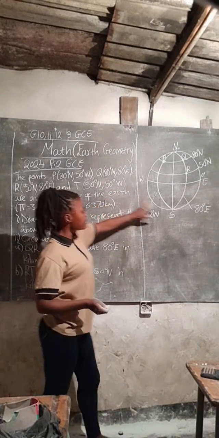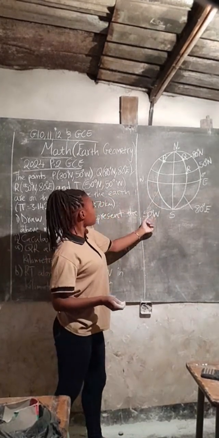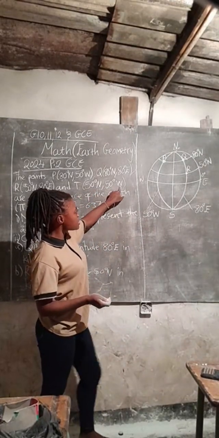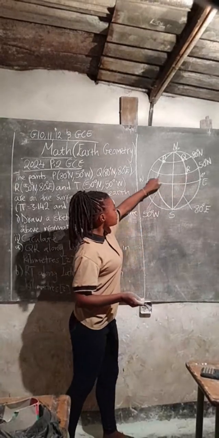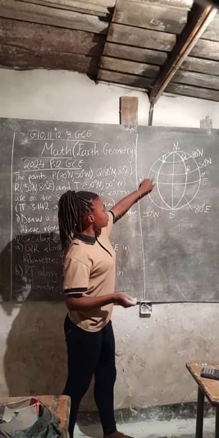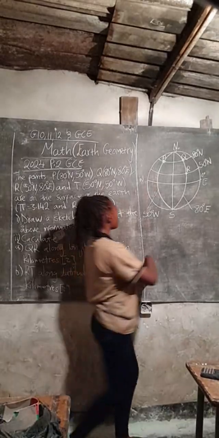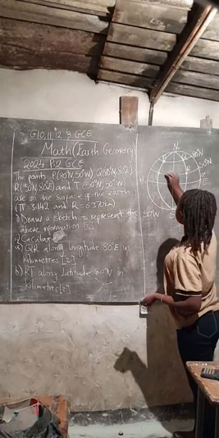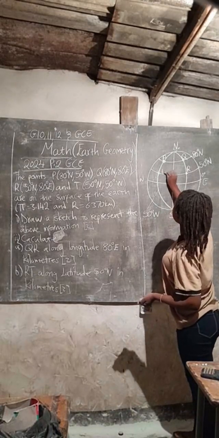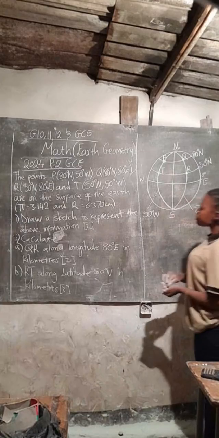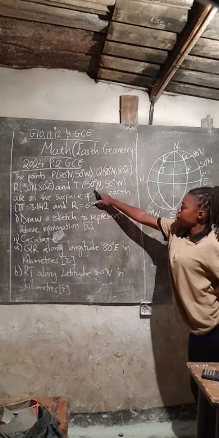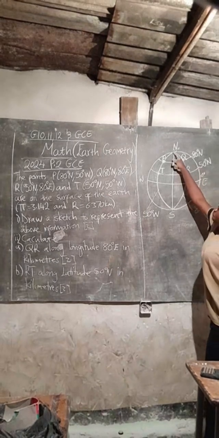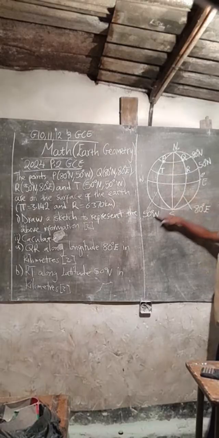So we don't have this line here, we only have 80. 50 degrees west, yes. So 50 degrees north and 50 degrees west. So it is on 50 degrees north and 50 degrees west. So it is here. That is where our point T is. Fine.